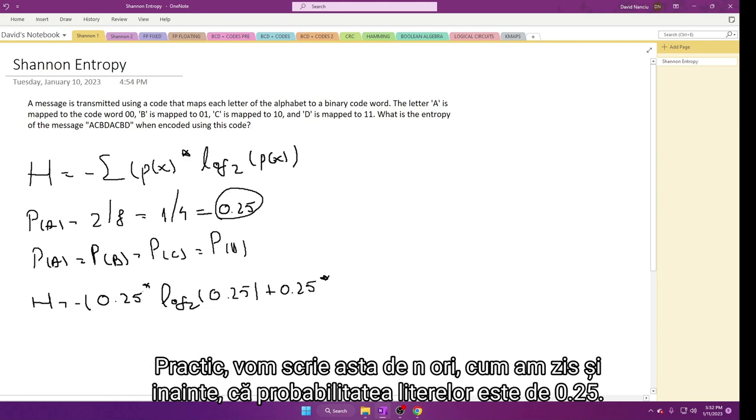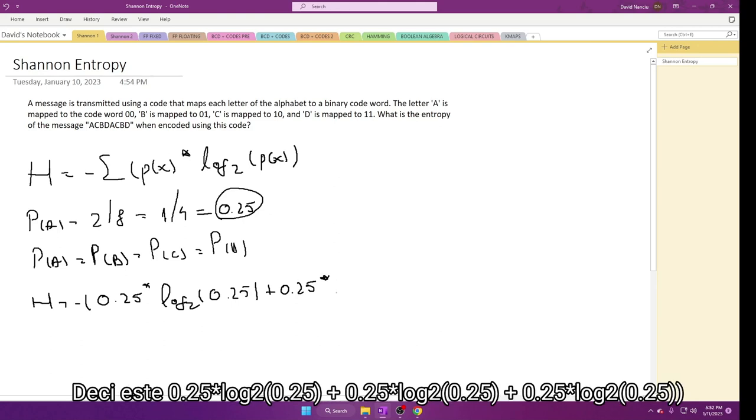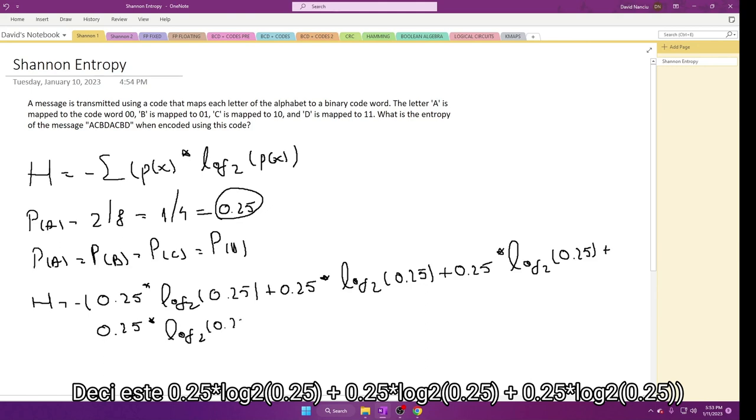Basically we will write this 4 times, because like I said before, the probability of all 4 letters is equal to 0.25. So it's 0.25 multiplied with log base 2 of 0.25 plus 0.25 multiplied with log base 2 of 0.25 plus 0.25 multiplied with log base 2 of 0.25.